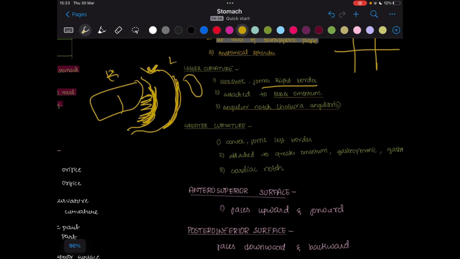See, this one which you are able to see here, I'm showing this in blue. Whatever you are seeing, this is a cardiac notch. The greater curvature is related to the cardiac notch and the lesser curvature is related to the angular notch.